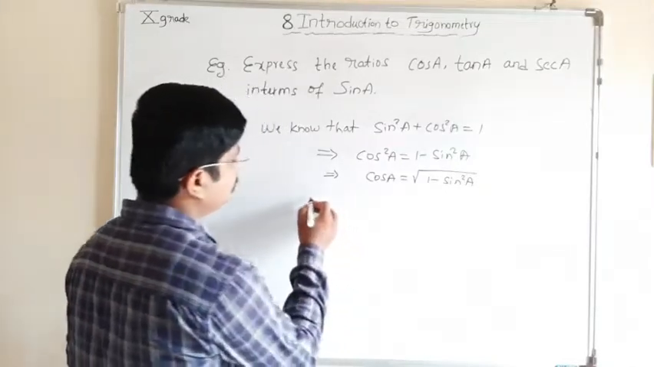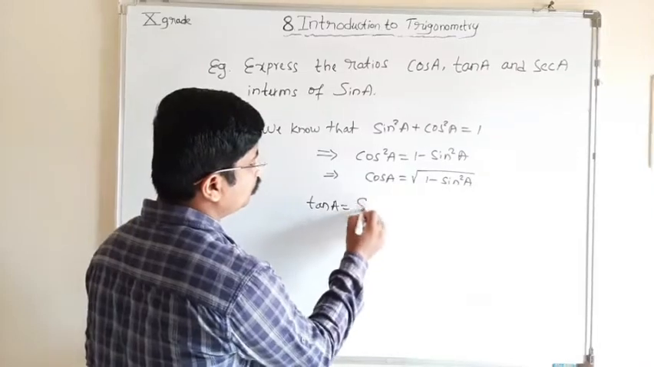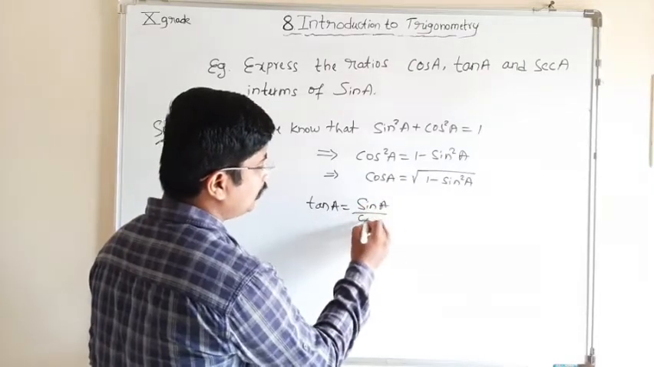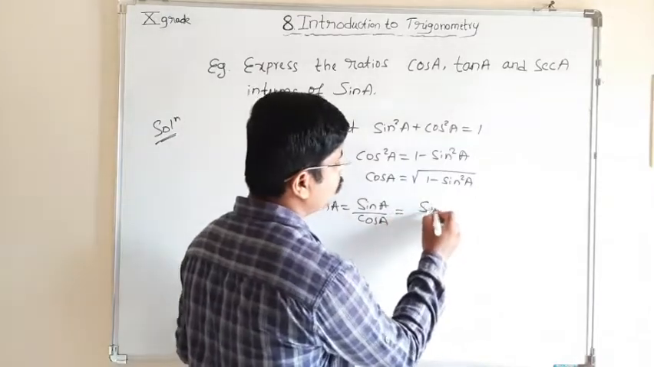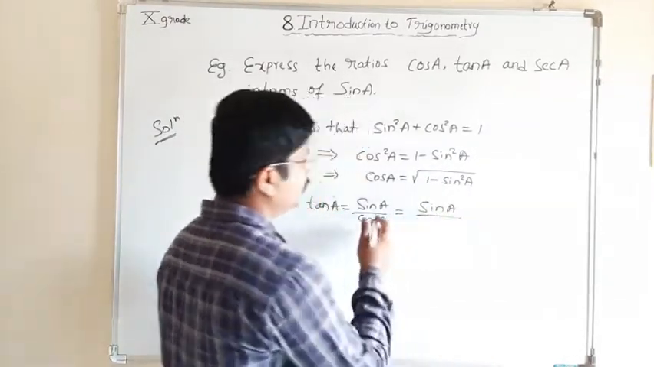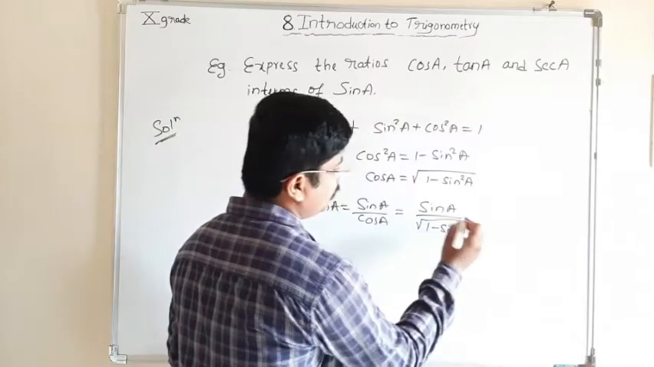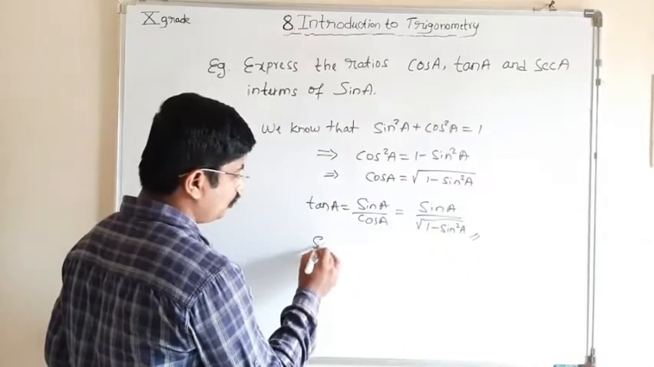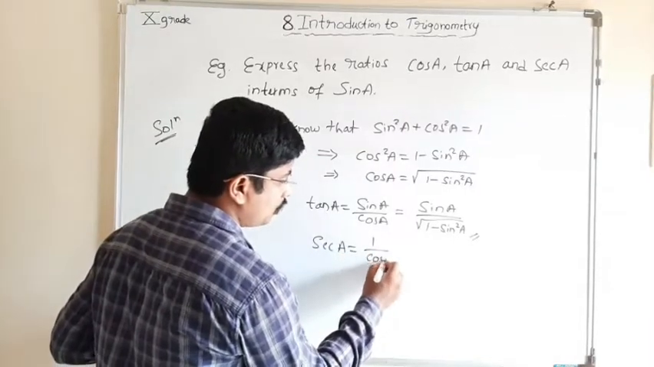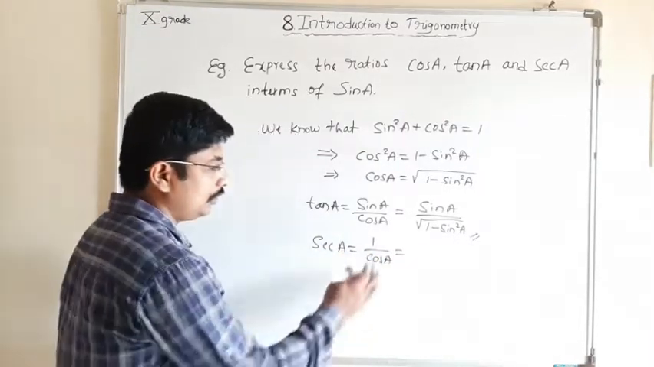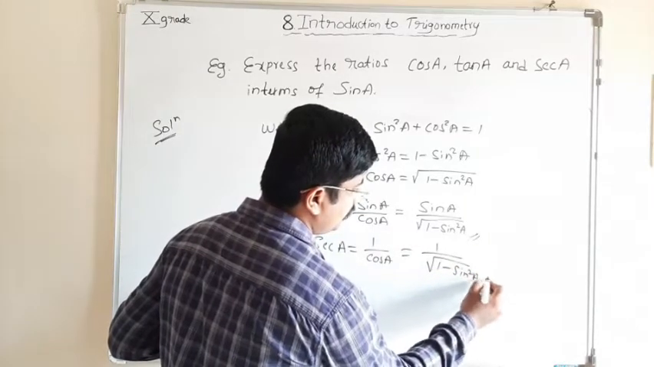Next, we know that tan A is equal to sin A divided by cos A. See here, this is equal to sin A divided by cos A, which is nothing but sin A divided by under root 1 minus sin square A. We will move to sec A, which is the reciprocal of cos A. Therefore, it is 1 divided by square root of 1 minus sin square A.